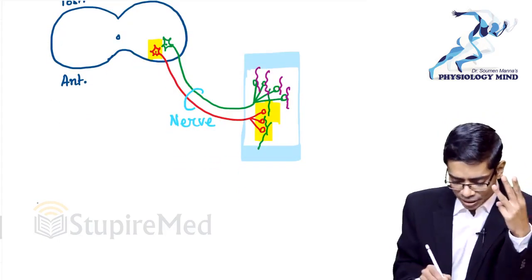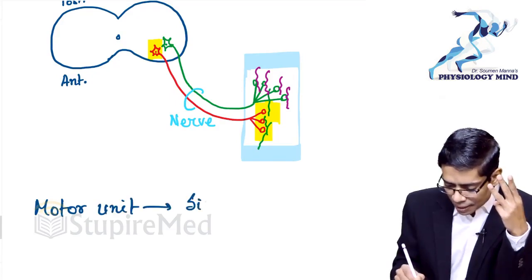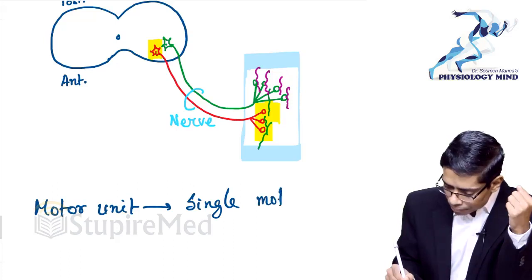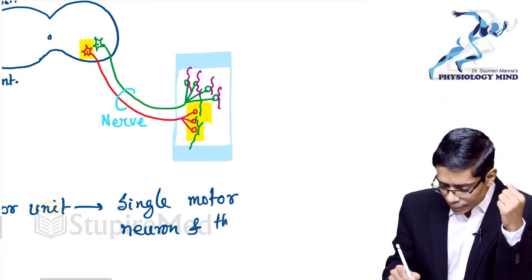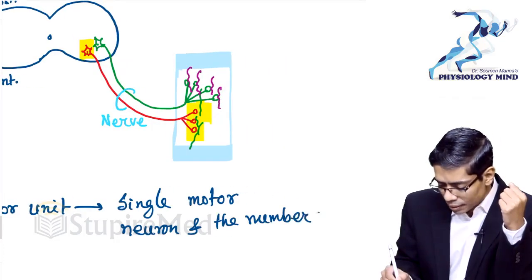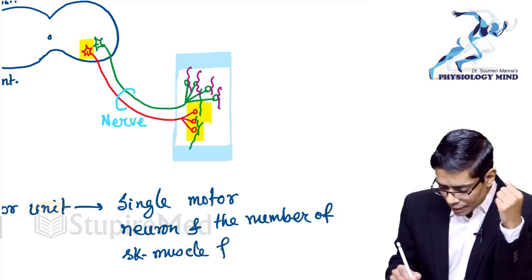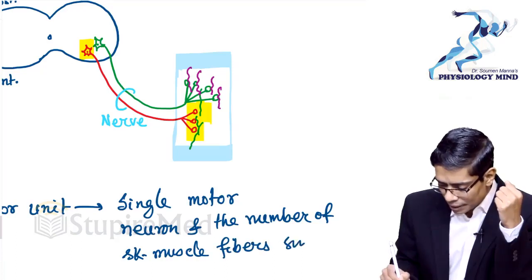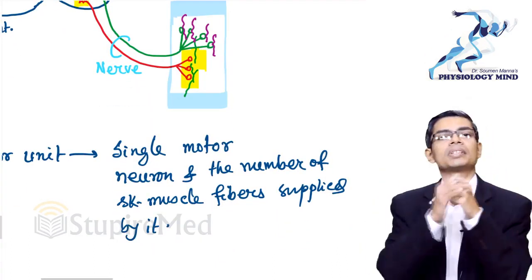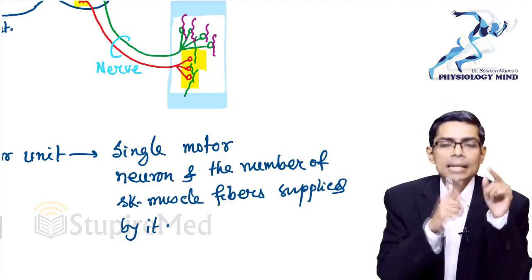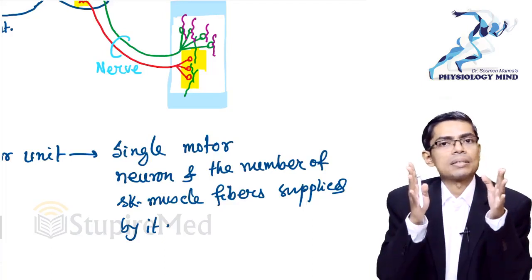So by definition, a motor unit is the single motor neuron and the number of skeletal muscle fibers supplied by it, supplied by this neuron. So this is the definition. I have to remember, a single motor neuron and the number of muscle fibers, they are making a unit, and that unit is known as the motor unit.